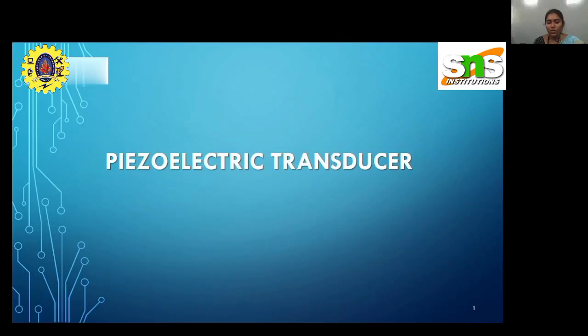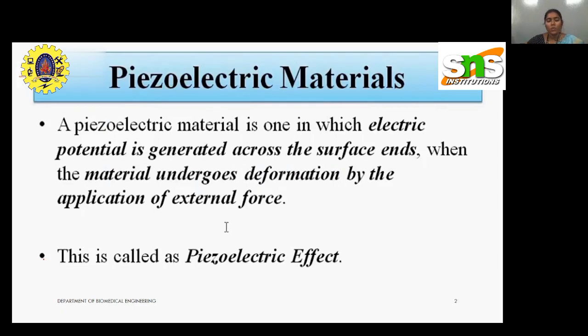Hi students, in today's class we are going to learn about a new topic called piezoelectric transducer. Before getting into what a piezoelectric transducer is and its working principle, first we should know what piezoelectric materials are. A piezoelectric material is a kind of crystal in which an electric potential is generated across the surface ends when the material undergoes deformation by the application of external force. This principle is nothing but the piezoelectric effect.